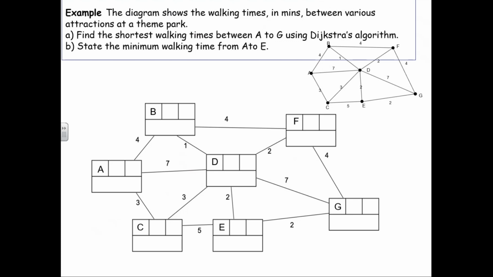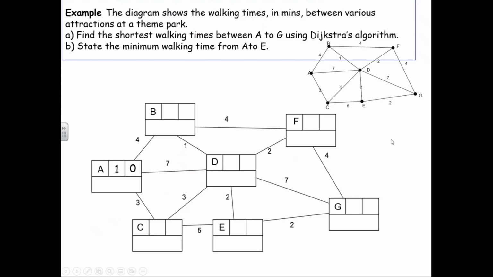Now you're paying close attention. You must have everything written correctly in all of these boxes to get full marks on a question like this. So first off, it asks you to find the shortest walking time between A and G. Make sure you read carefully because usually it is the leftmost to the rightmost, but sometimes it's not. So make sure you read carefully.